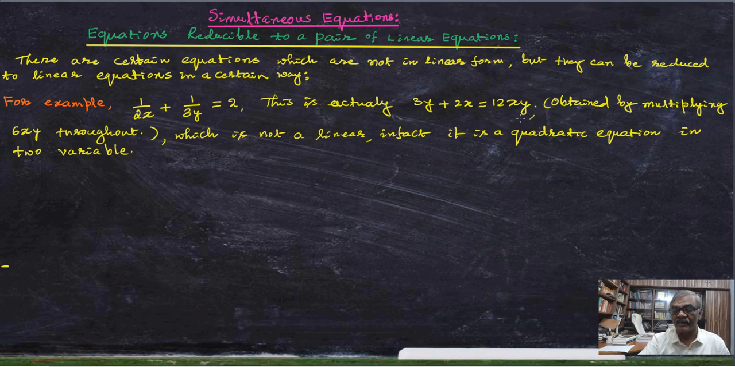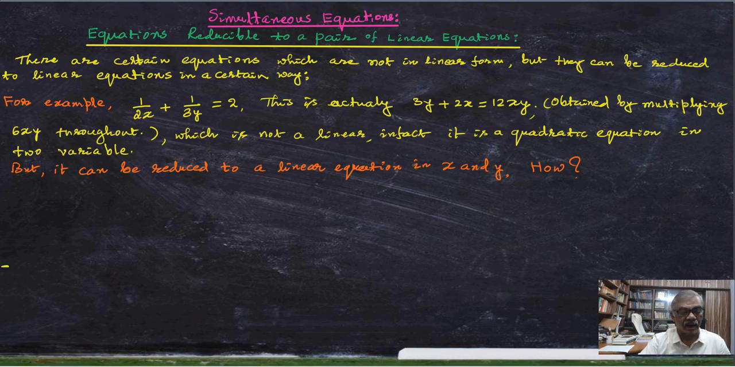You can see the xy term on the right hand side, that is 1 plus 1, which is going to be 2, and therefore it is a quadratic equation. And this equation can be reduced to a linear equation, but in which variables? How can we do this?